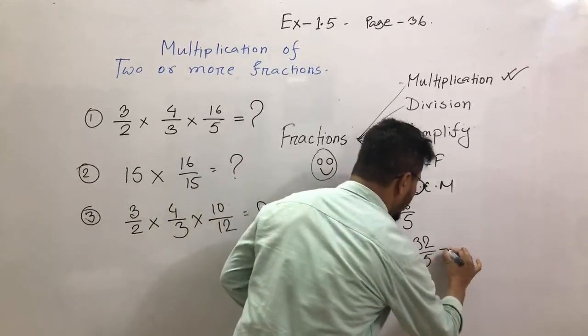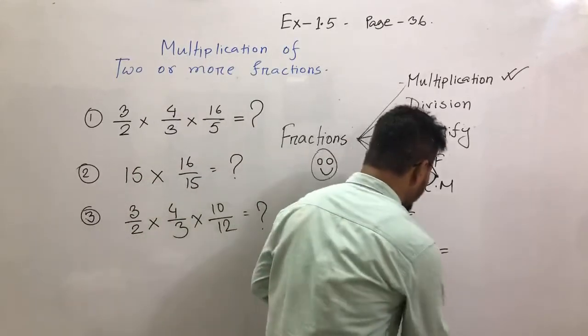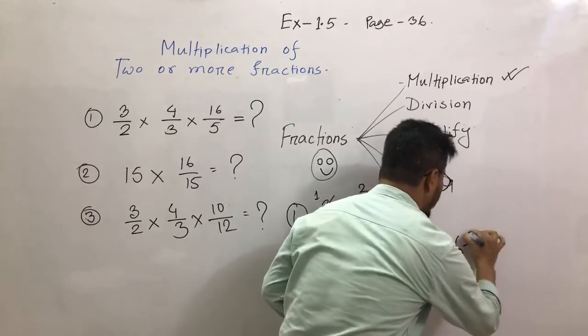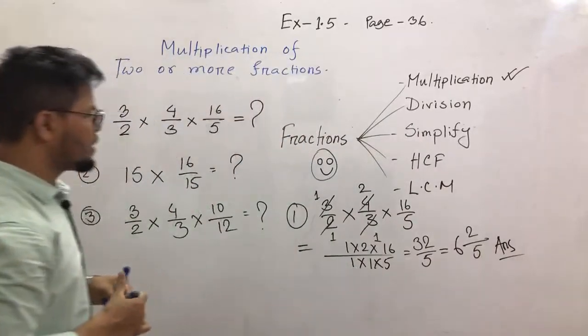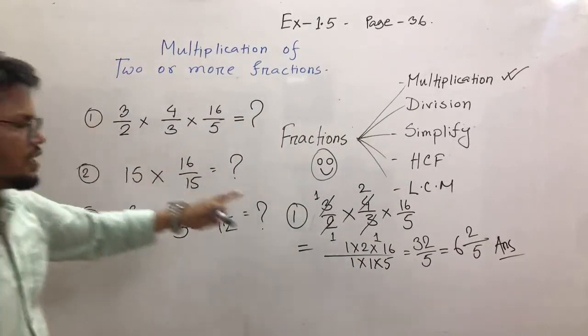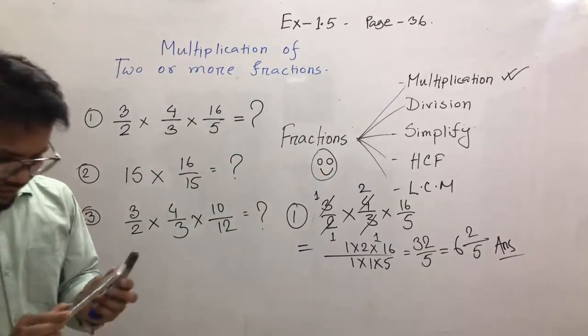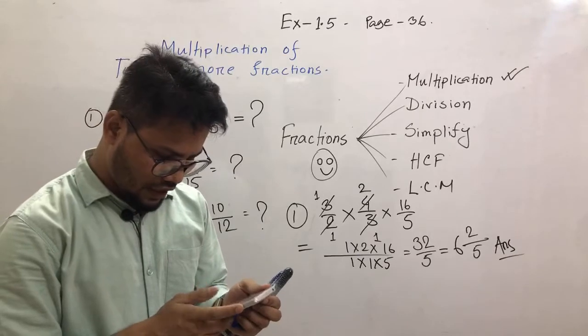Now convert this improper fraction into a mixed fraction. This one will be 6, then 5, and there is a 2, and this is our answer. My dear students, the first question answer is 6 whole and 2 by 5. Please, I will review your comments. Is it okay?